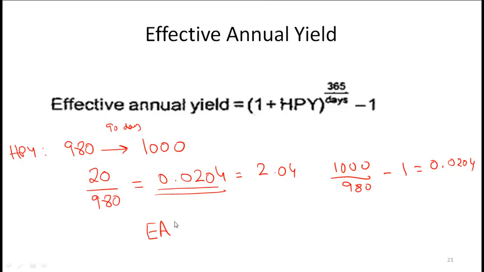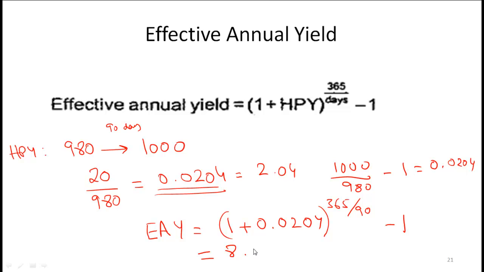How do you find the effective annual yield? The effective annual yield is equal to 1 plus 0.0204 raised to the power of 365 divided by the number of days, which is 90 for a 90-day T-bill, and then minus 1. So this gives you an effective annual yield of 8.53%.